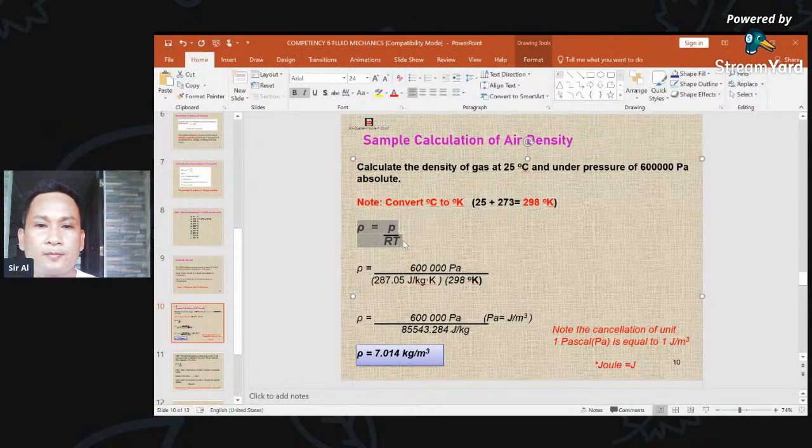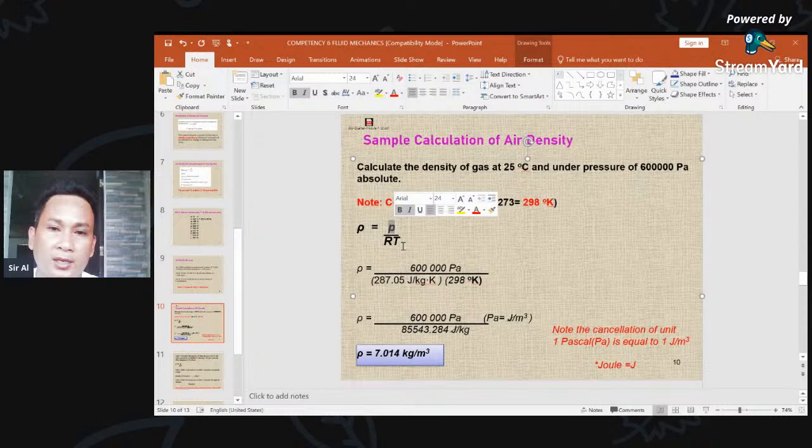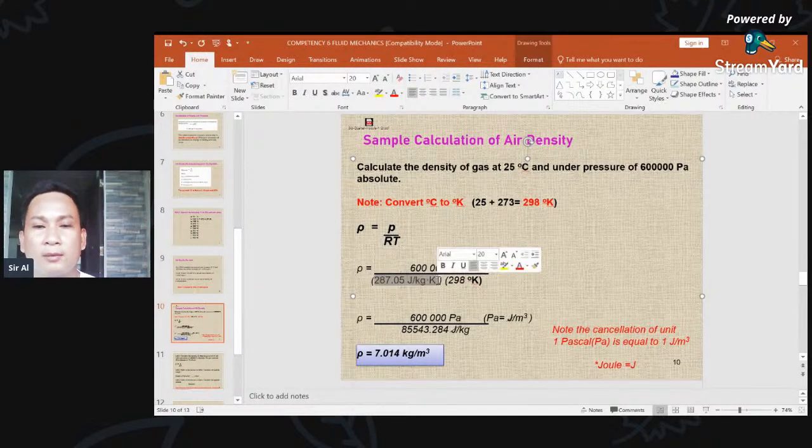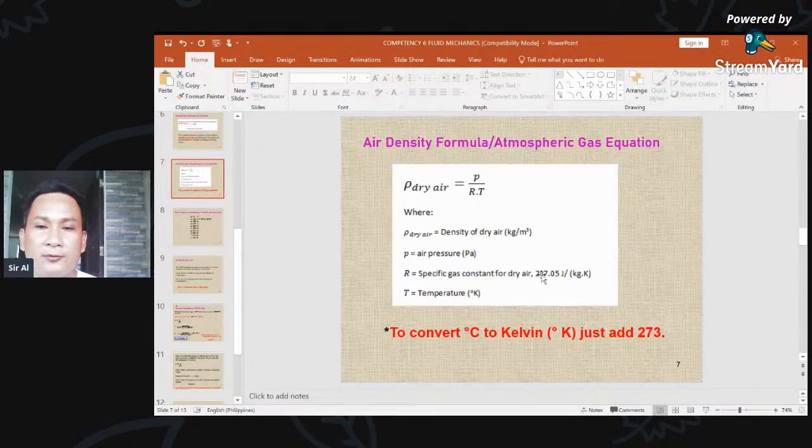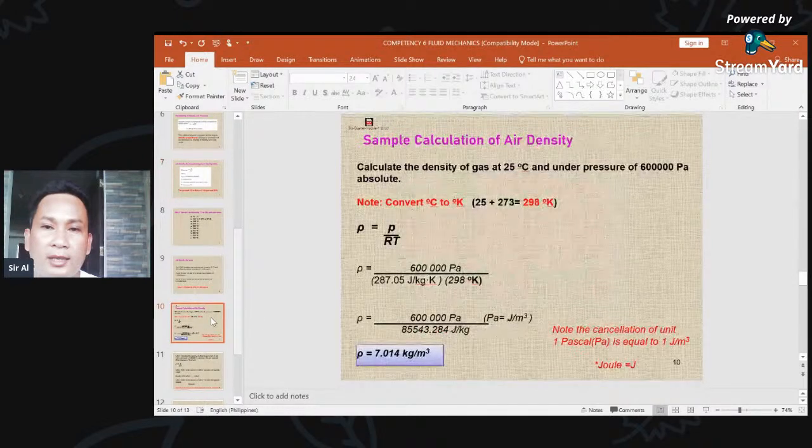So the formula is this one. Density equals P divided by RT. Let's substitute. The value of our pressure is 600,000 Pascal. And our R is 287.05 joule per kilogram Kelvin. So where did we get this? That is the specific gas constant for dry air, this is its value. We will use this whenever R is not given in the problem, because each gas has its own value of specific gas constant.